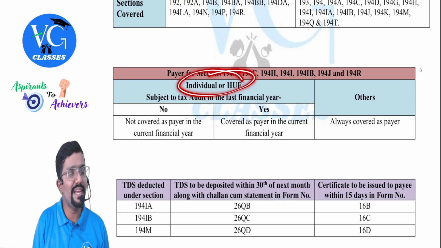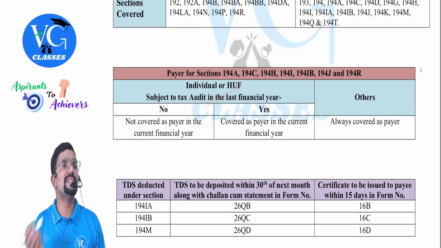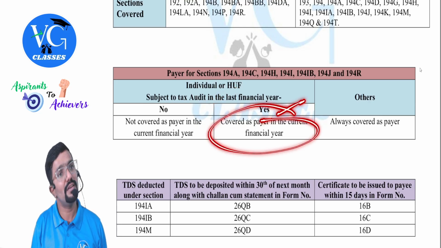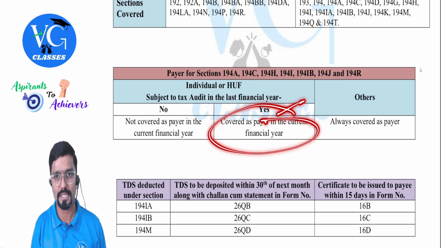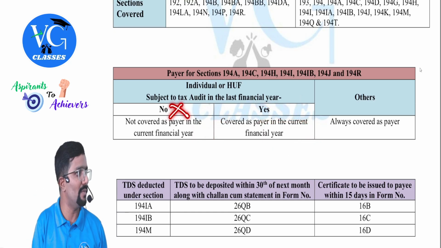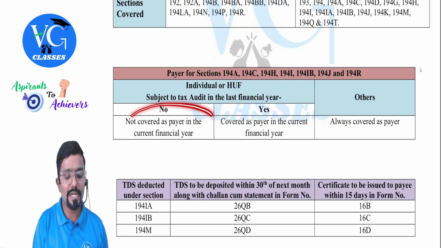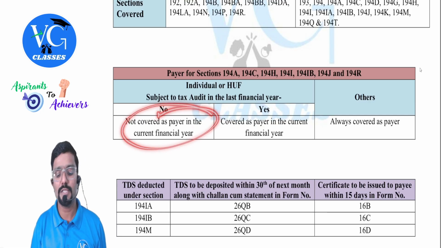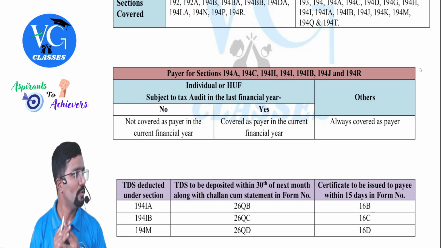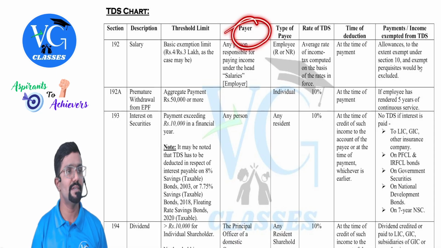Whereas if the person who is paying is an individual or HUF, check whether tax audit was applicable for them in the last year. If yes, then in the current year, are they covered as payer? Yes. Should they deduct TDS? Yes. Sir, what if in the last year tax audit was not applicable for them? In the current year, even though they are paying amounts, they are not covered as payer. That means they are not supposed to deduct TDS under these sections? No, they need not. Hope you understood. I repeat. Guys, in this table, we have a payer here, right?